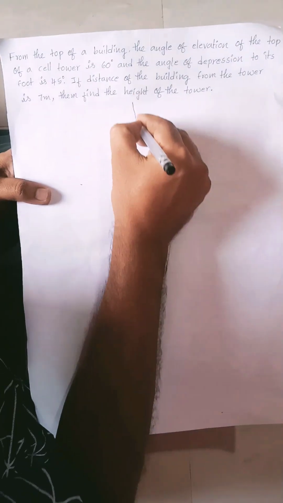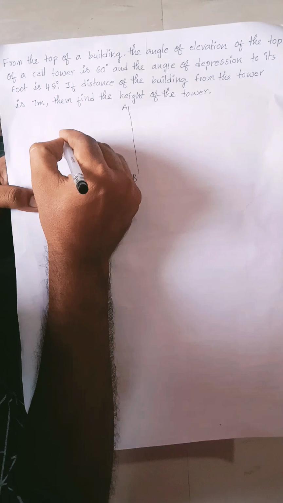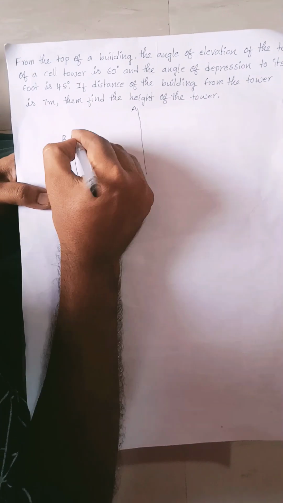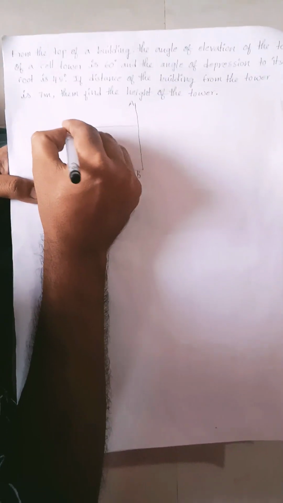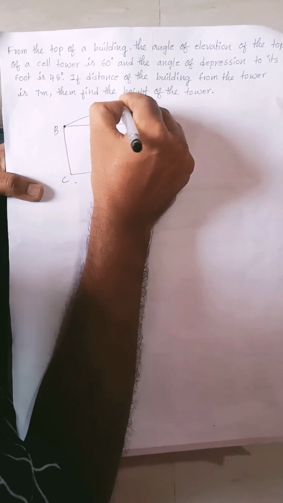Height of the tower is equal to AB. Building height is equal to BC. The observer is looking at the top of the tower.